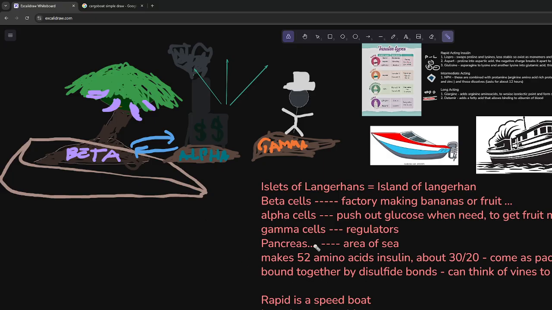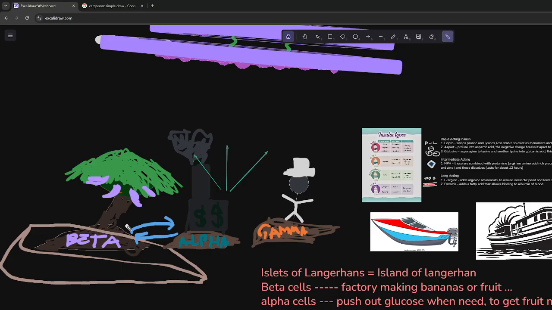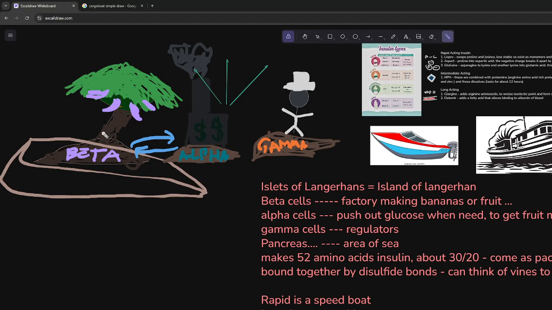Insulin counters that. I made this as a farm, but you can think of it as bananas or coconuts or whatever you want, some kind of fruit or some kind of product on an island. So this would be the pancreas that has the beta, alpha, and gamma cells, and they all have a variety of functions. Beta is what makes the insulin.